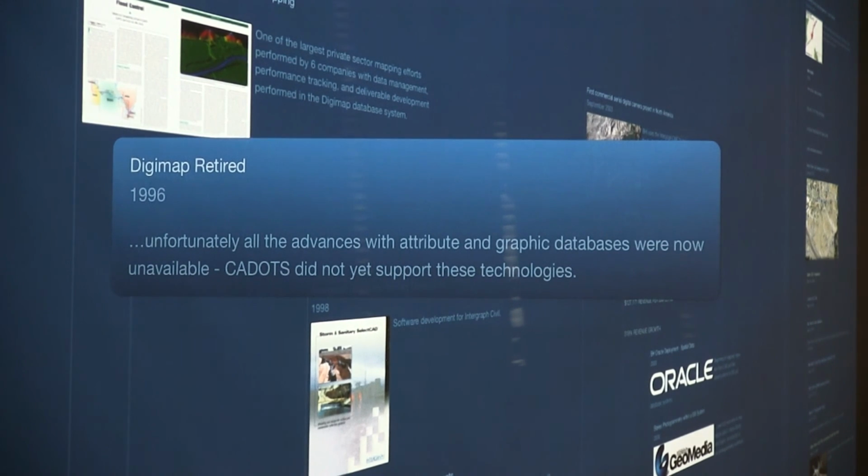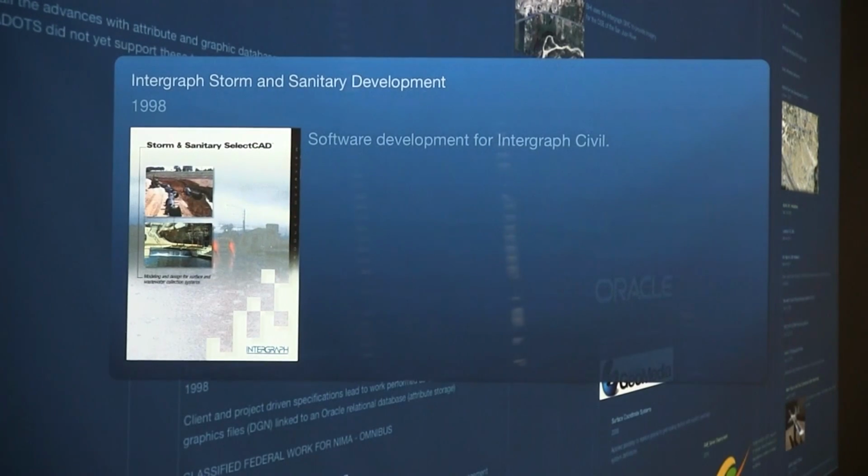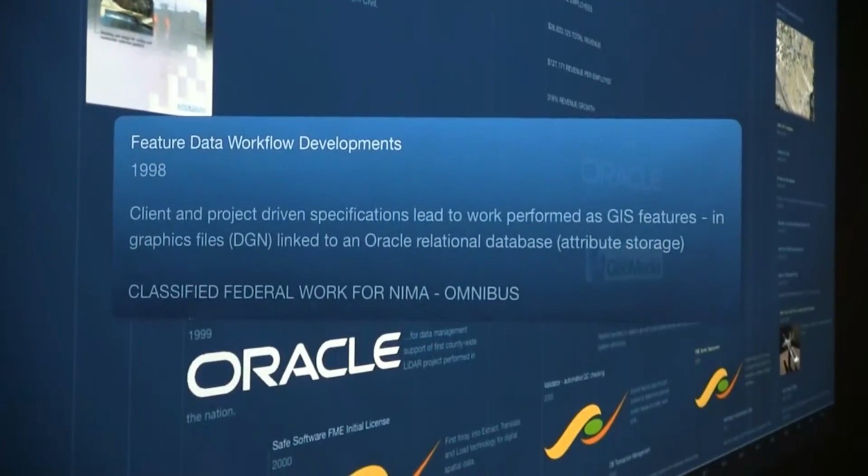In '96, Digimap gets retired. And I think the remnants hang out in Leslie's office. I gave her a box the other day of stuff that I've been keeping over the years of Digimap. Yeah. Good. It lives on. And Leslie was very integral in the development of this. We did this for Intergraph, Storm and Sanitary. We use parts of this now too, don't we? Yeah, still use it. So big thing for us.